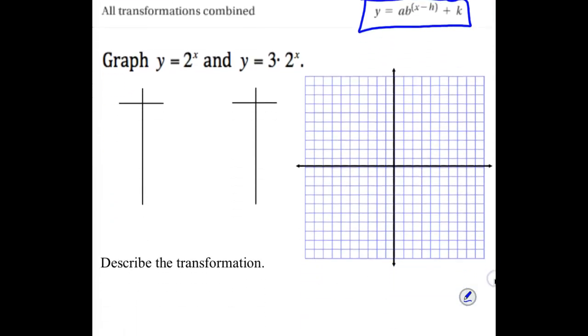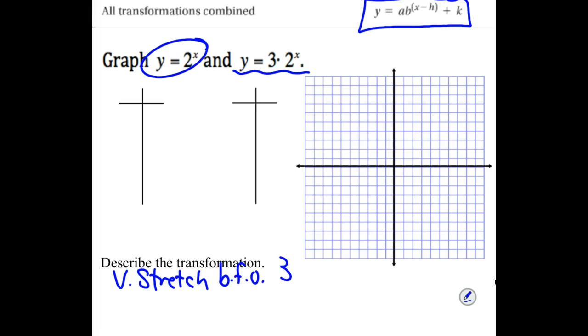Starting out, we are going to graph the parent function, y equals 2 to the x. Then we're going to graph y equals 3 times 2 to the x. What should we expect to see? What kind of transformation are we doing? We're stretching. So we have a vertical stretch by a factor of 3. So which coordinates get stretched? Our y's, right? Our y's are going to become 3 times bigger than they were.